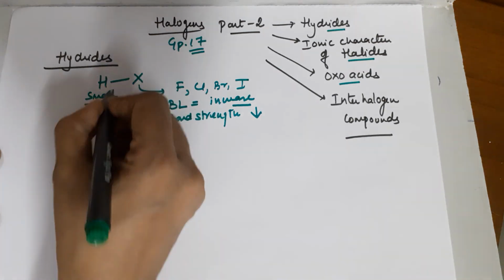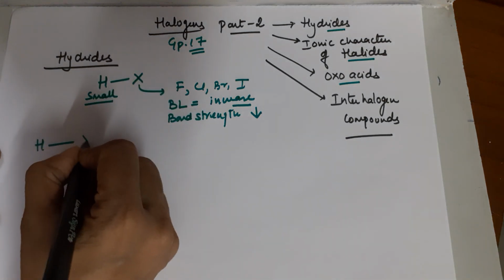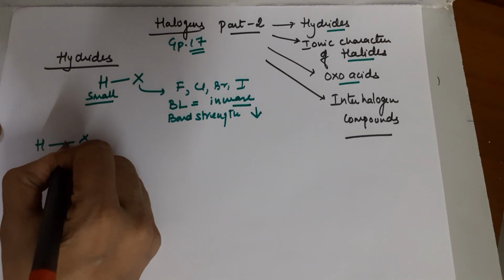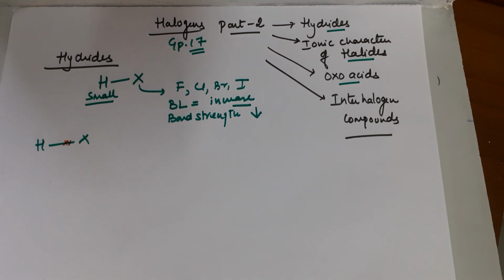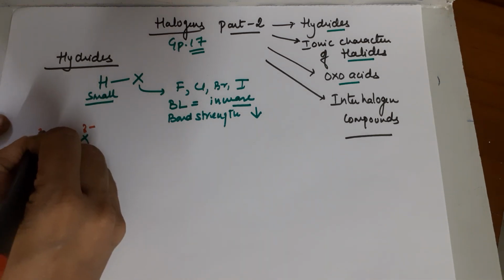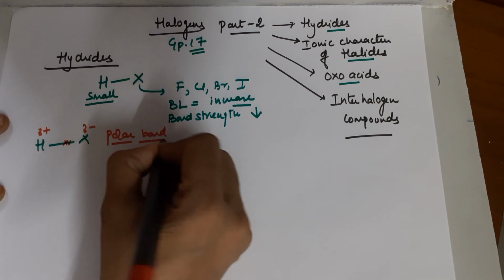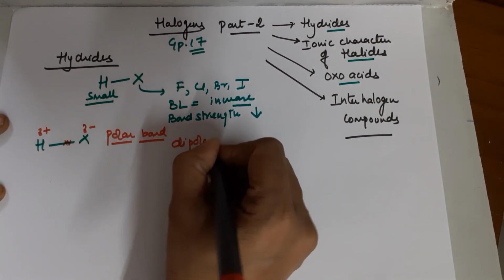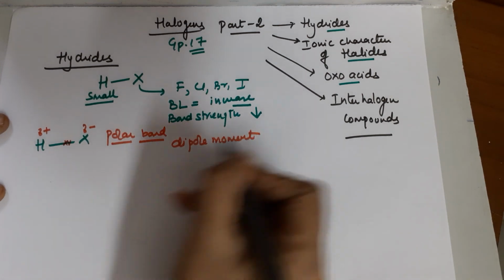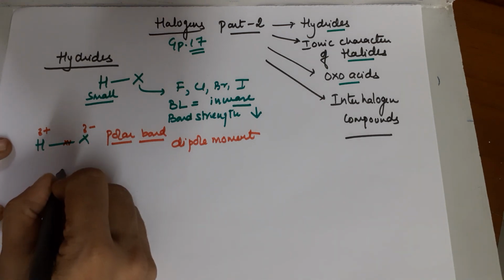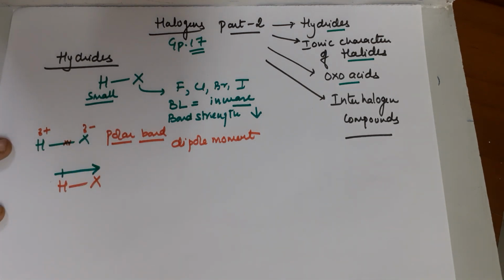Secondly, this is a bond where the shared pair of electrons would be more towards halogen. If the shared pair is more towards halogen, therefore there is a delta negative and a delta positive. So, this is a polar bond, which also means there will be a dipole moment. Now, you very well know the dipole moment is represented from the positive center towards the more electronegative center. This is how we represent the dipole moment in all the hydrides of group 17.